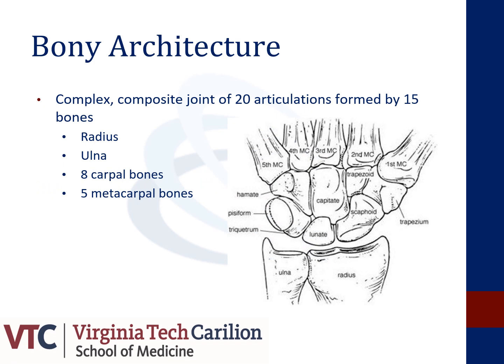When we're looking at the wrist, we'll start with the bony architecture. It is a complex composite joint of 20 different articulations formed by 15 different bones. The bones are all labeled here, but it's radius and ulna, followed distally by the 8 carpal bones and 5 metacarpal bones.